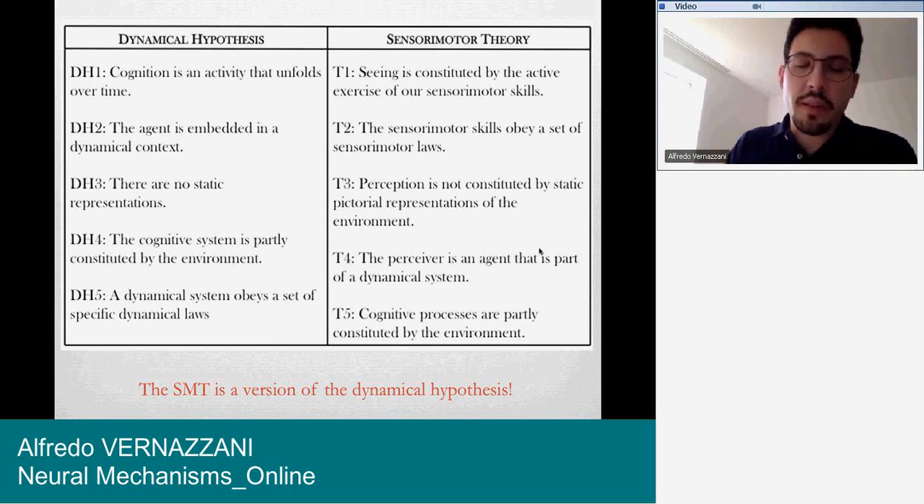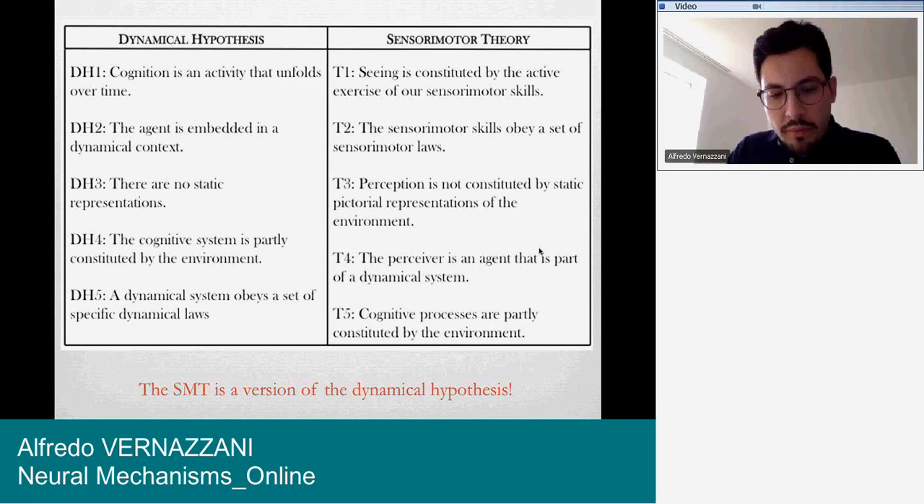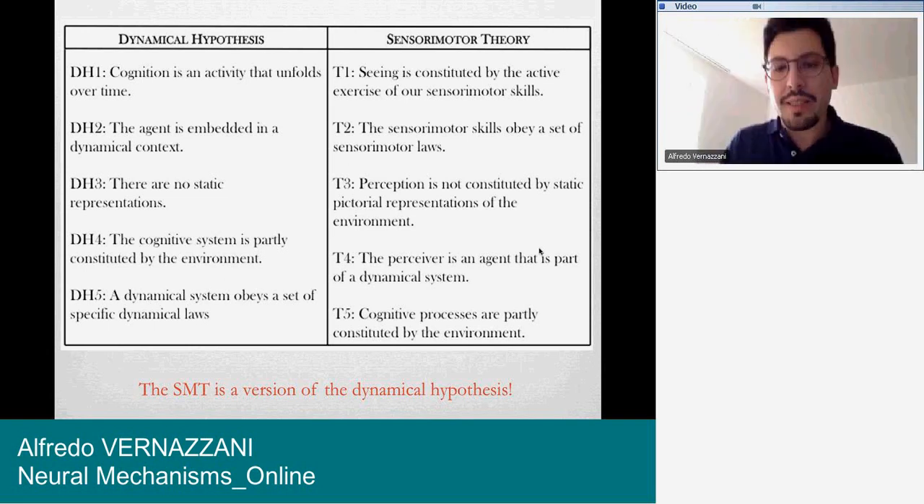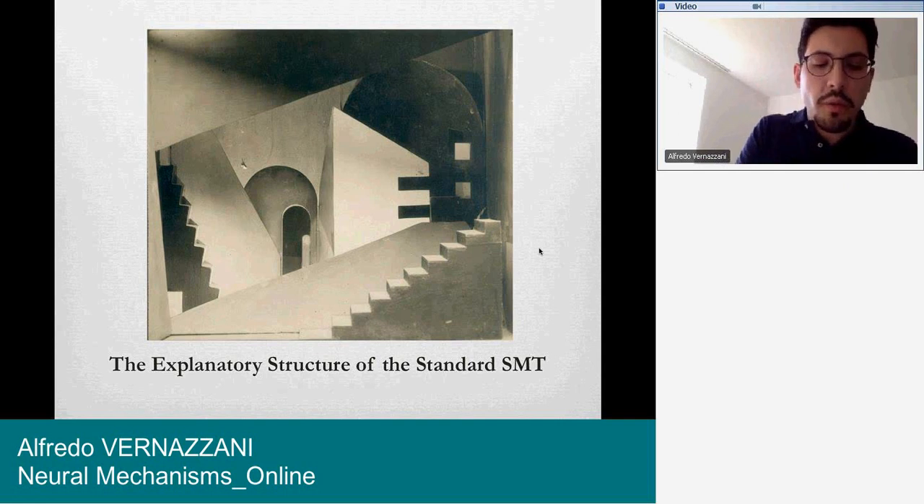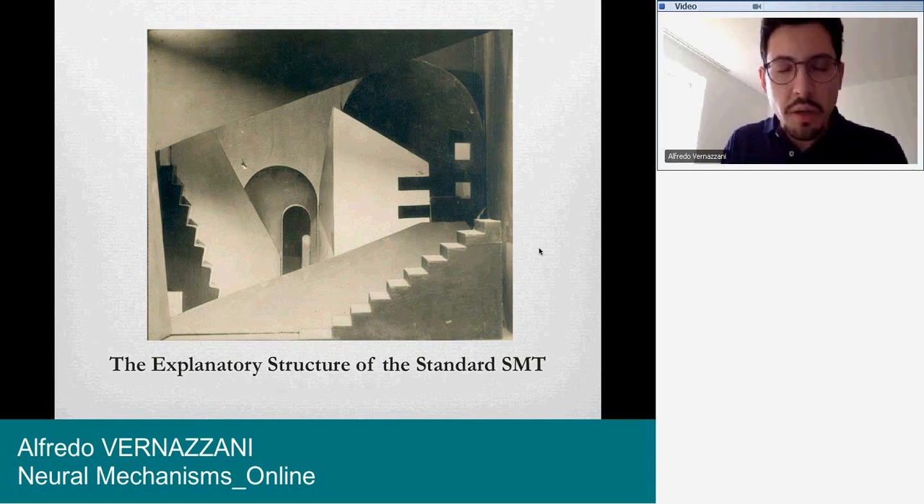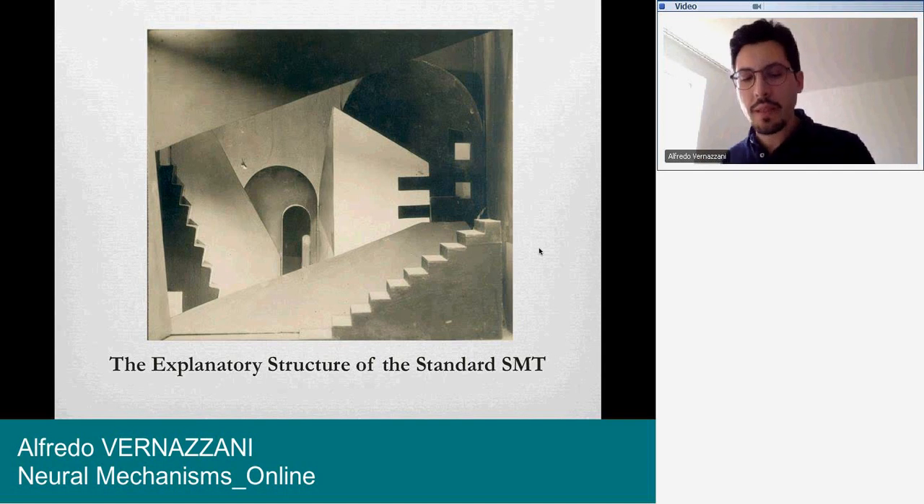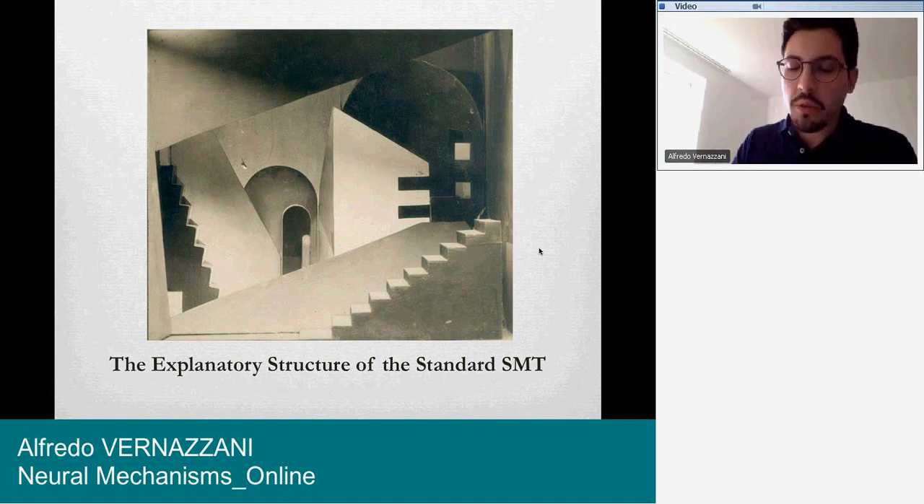Okay, so I've already hinted at the fact that the sensorimotor theory seems to share this covering law structure of explanation with the standard mainstream view regarding the explanation afforded by the dynamical hypothesis. Now let's move on and examine the explanatory structure of the standard formulation of the sensorimotor theory. Remember that the standard formulation, as I said at the beginning, is just the current version of the sensorimotor theory, which I then put in contrast with my own view, which is a mechanistic perspective on the sensorimotor theory.